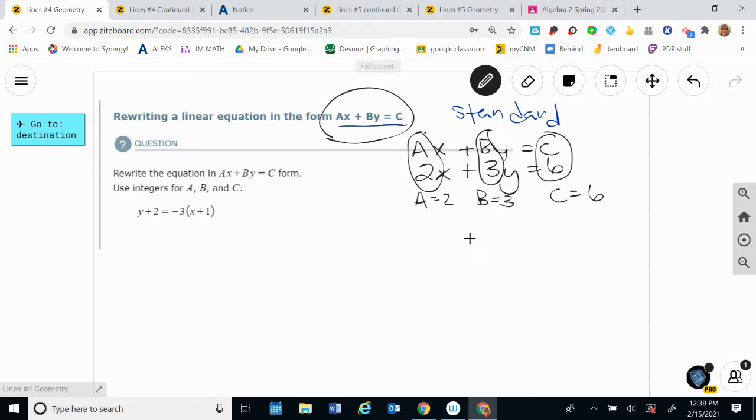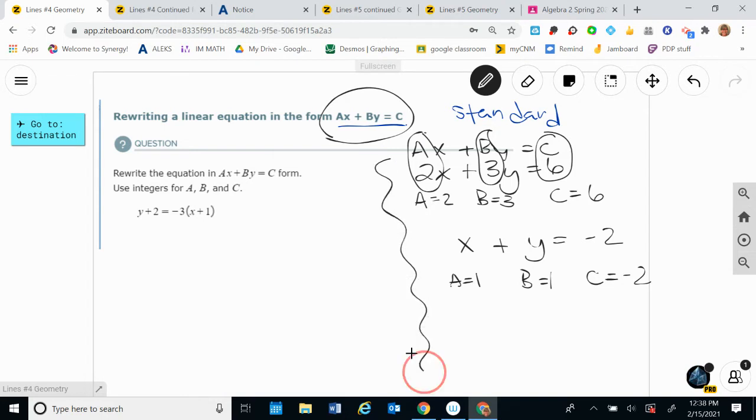And if you get something like x plus y equals -2, A is equal to 1, because when we don't have a number, it's always 1. B is equal to 1, C is equal to -2. Okay, A, B, and C. So really all they're asking you to do is to take this weird, funky form they gave you and rewrite it so it says Ax plus By equals C.